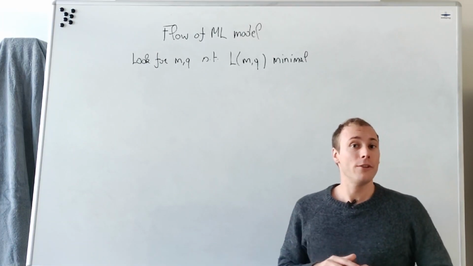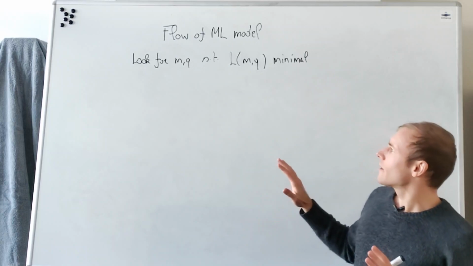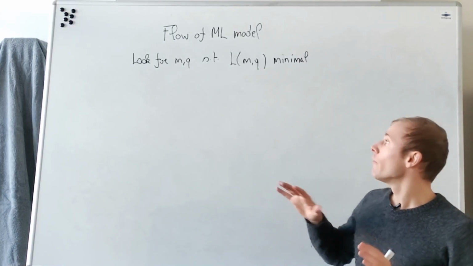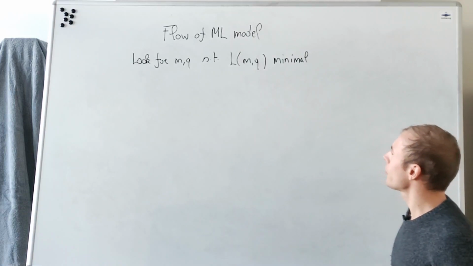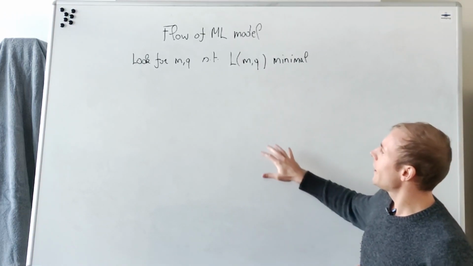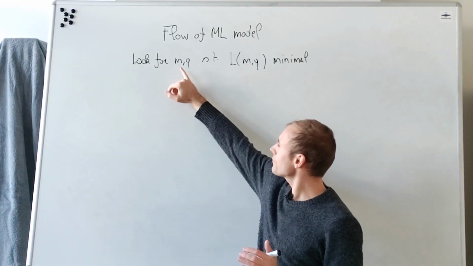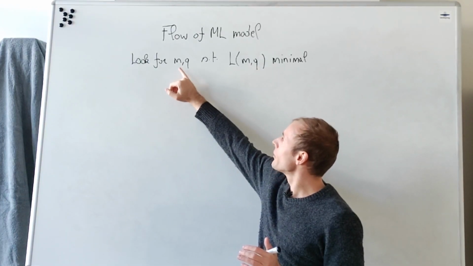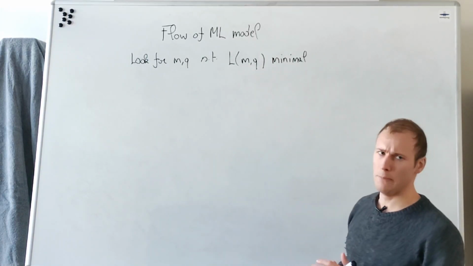Before in the next few videos we're gonna build our own machine learning model, let's give a quick summary of the flow of a machine learning model which we've discovered in the previous videos. So remember that in the particular case we were interested in, we are actually looking for these parameters m and q such that the loss of m and q is minimal.